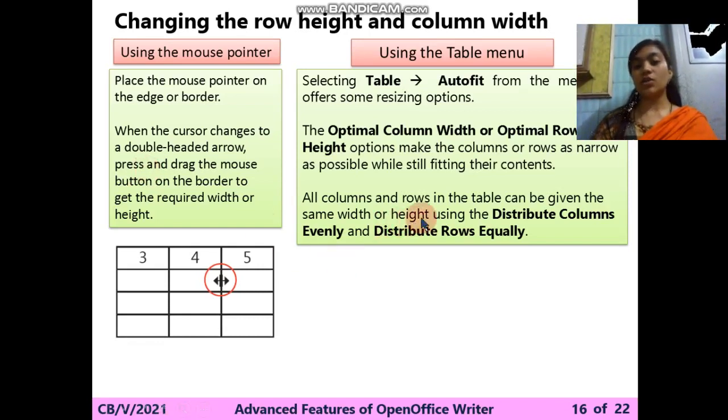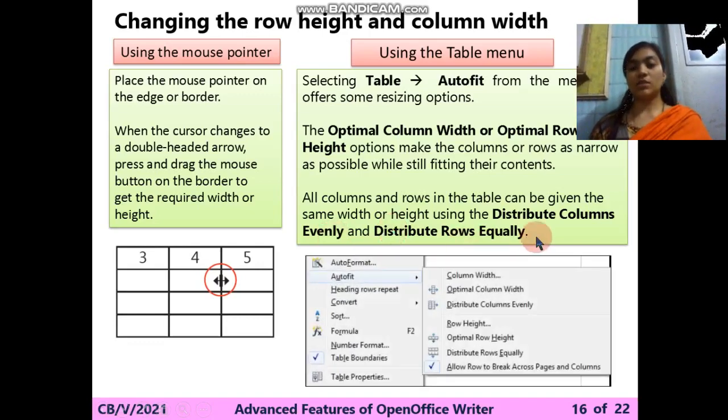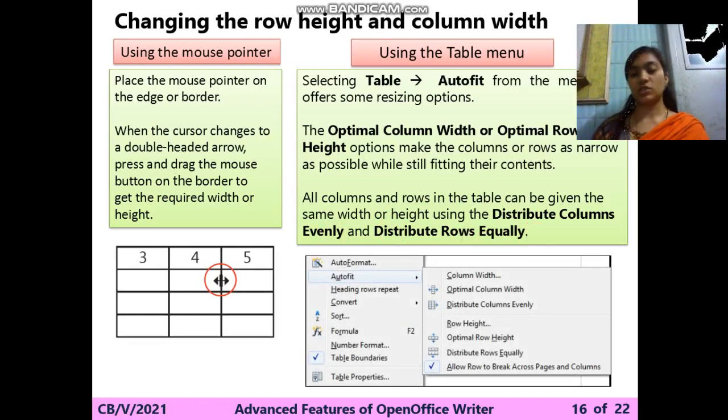All the columns and rows in the table can be given the same width and height using distribute columns evenly and distribute rows equally. What is the meaning of that? Whenever you are using distribute rows equally or distribute columns evenly, that will make equal parts of the table in the rows and the column forms.